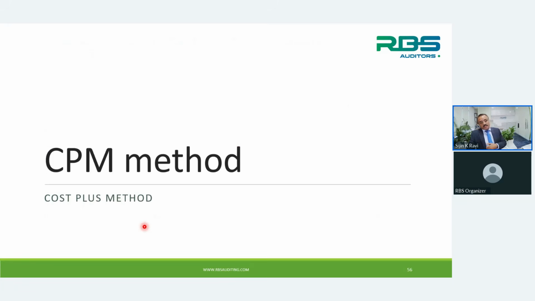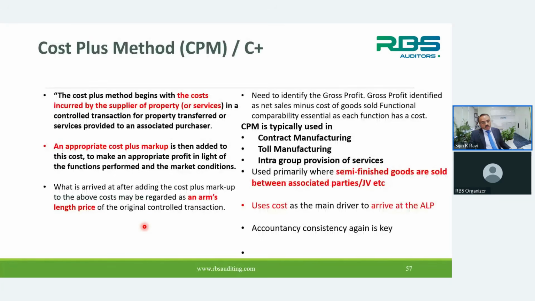The next method is the CPM method, that means the cost plus method. In this method, you will arrive at a cost, then to that cost you will add the markup. That cost means sales, then cost of sales, then GP will be there, then a related cost will be added, then the final figure will be added back with the profit percentage, then you will get the cost plus method.